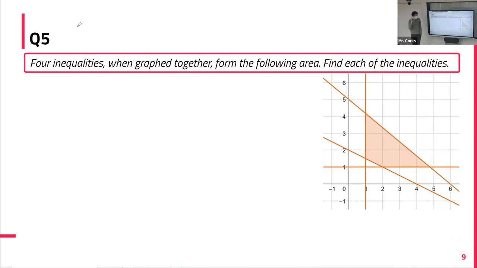Okay, that was 2 minutes. So let's try to find all 4 of these. So we have 1, 2, 3, 4 things to find. So we'll just do them one by one. Number 1. X equals 1.